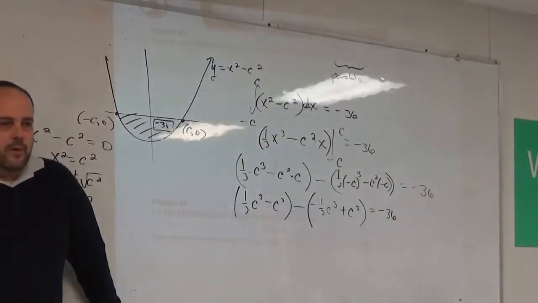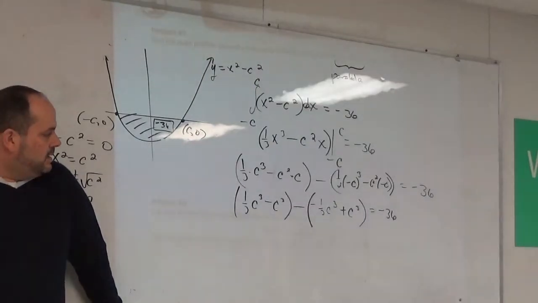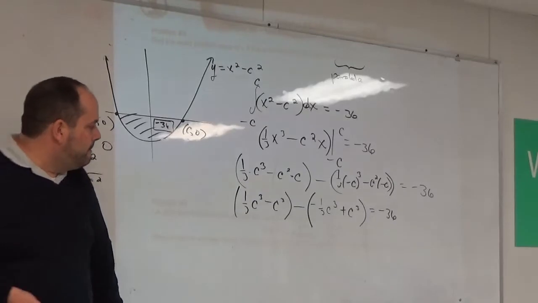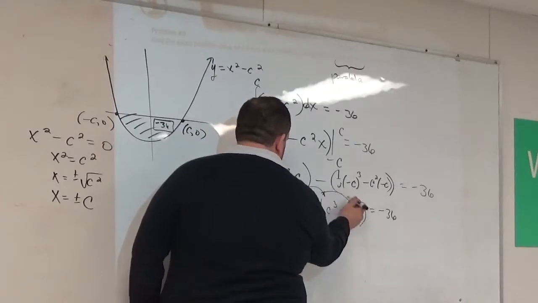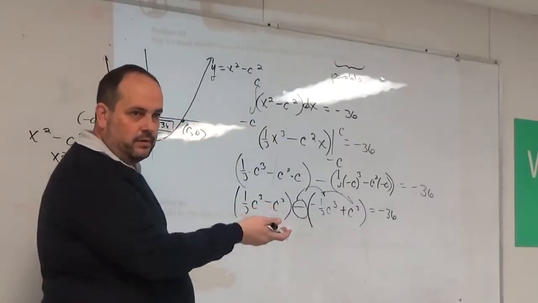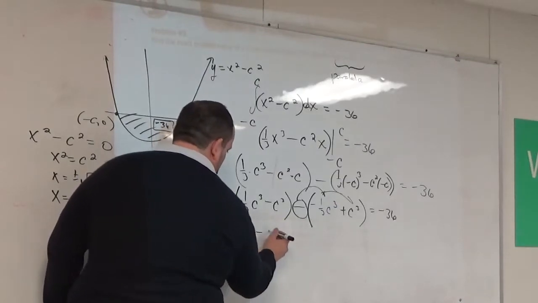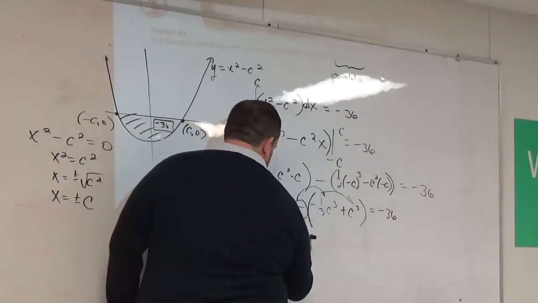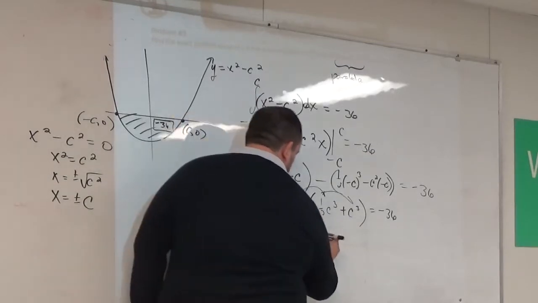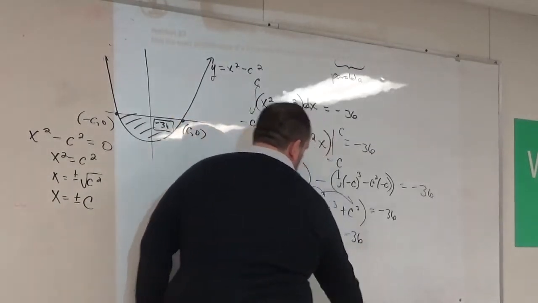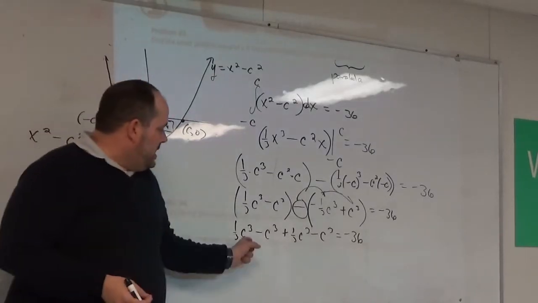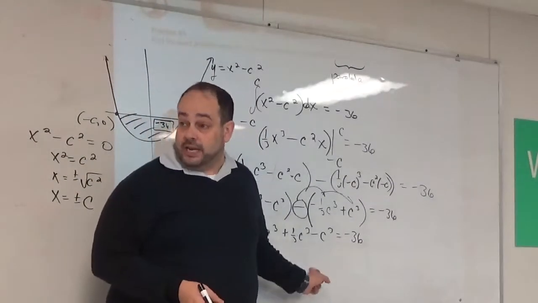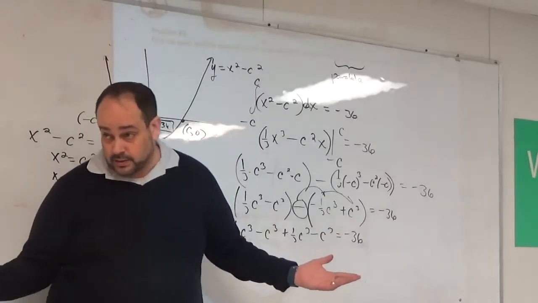We still have to figure out what c is. Need some cleverness here. Bento, what do you got? Distribute negative. Okay, is that legal? Yes. So once you distribute, I'm going to get rid of the parentheses over here, so I'm also going to get rid of them over here. So I've got 1/3 of c cubed minus c cubed plus 1/3 of c cubed minus c cubed is equal to negative 36. Everything is c cubed. This is good for us. Unfortunately, you've got fractions that you've got to deal with. That may not be so good for us.